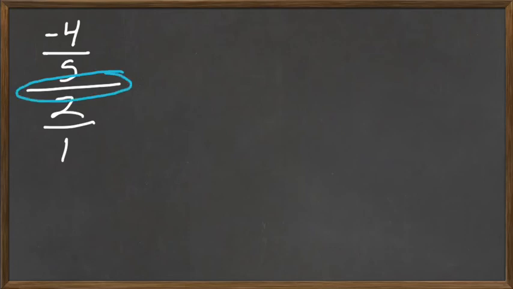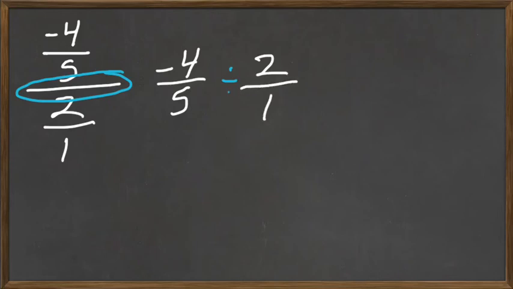And we do the same thing. Negative 4 over 5, change it into division, and we get 2 over 1. 2 over 1. We go ahead and flip it around. Get negative 4 over 5. Turn it into its reciprocal and multiply. So 1 over 2.